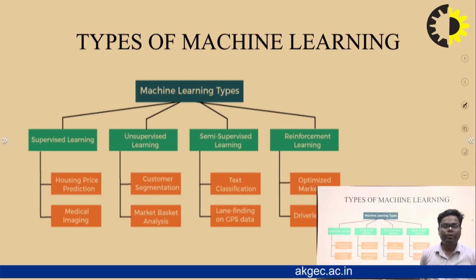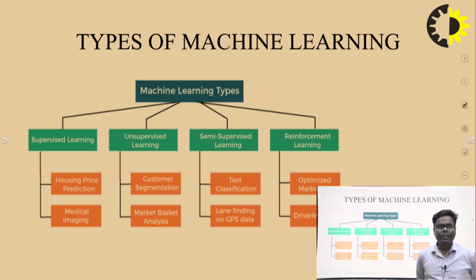Now we are going to the next topic, types of machine learning. There are four types of machine learning: supervised learning, unsupervised learning, semi-supervised learning, and last, reinforcement learning. Examples of supervised learning are housing price prediction and medical imaging. For unsupervised learning, customer segmentation and market basket analysis. For semi-supervised learning, text classification and lane finding on GPS data. And for reinforcement learning, optimized marketing and the driverless car.